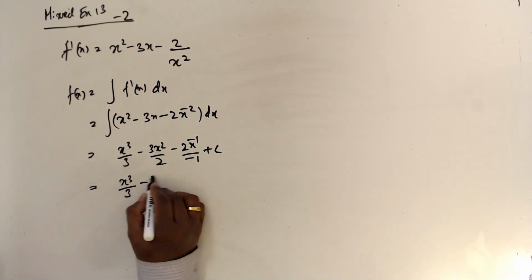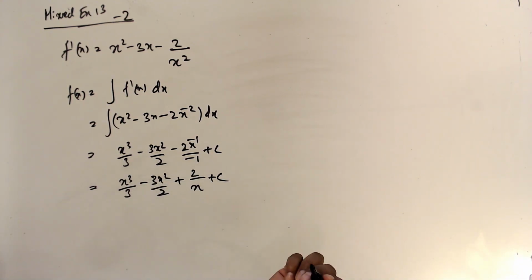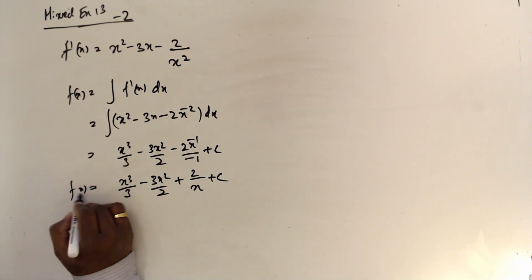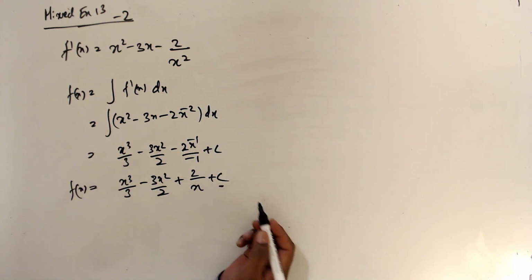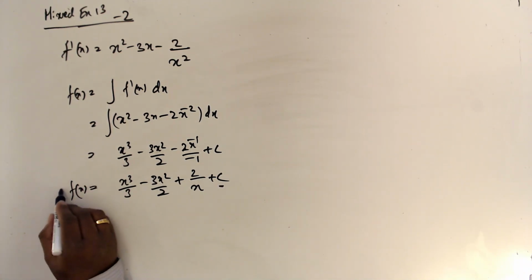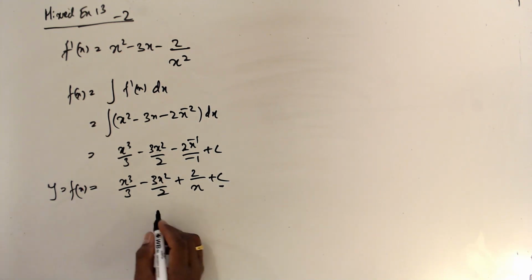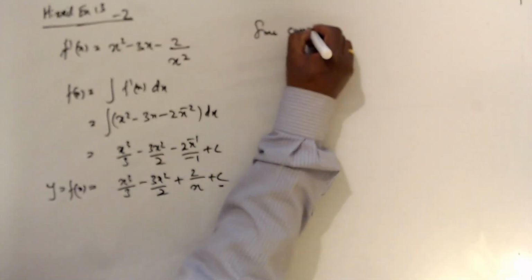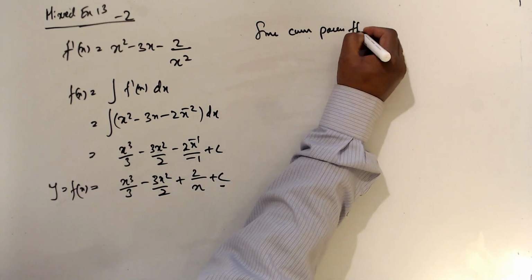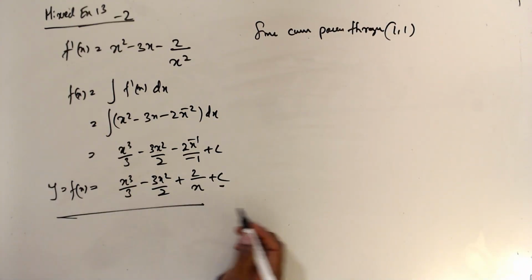x cubed over 3, 3x square over 2, this is plus 2 over x plus c. Now we want to find c. If you want, you can take this as y. Now there is another piece of data. The curve passes through 1, 1. Since the curve passes through 1, 1, then it should satisfy this equation.